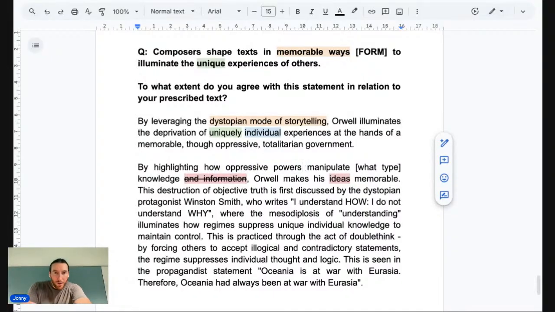By leveraging the dystopian mode of storytelling, Orwell illuminates the deprivation of uniquely individual experiences at the hands of a memorable, though oppressive, totalitarian government. Big Brother certainly is memorable, but he's oppressive. So I do this little tweak there.